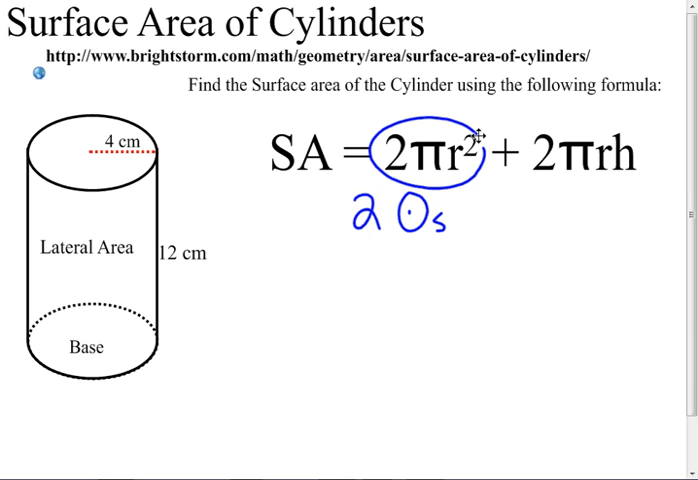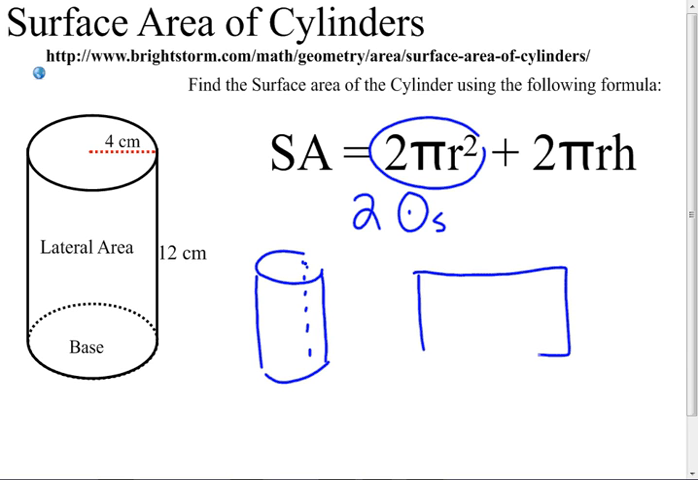You find the area of both circles, of both faces, and then we're going to undo this. We're going to lay it out flat. And so it's going to look like this.